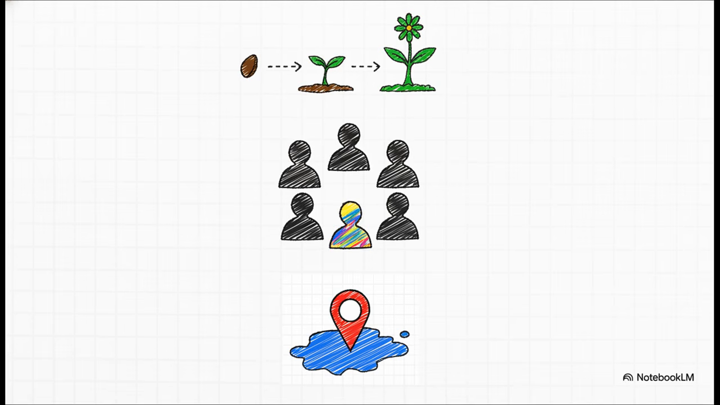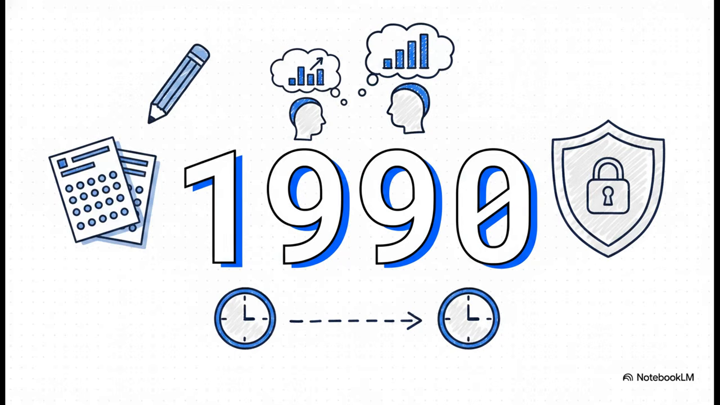We can even create highly tailored subgroup or local norms for specific regions or demographics if we need to get super specific. Now, what's really interesting about this slide is the year 1990. Why is that year so important in psychometrics?